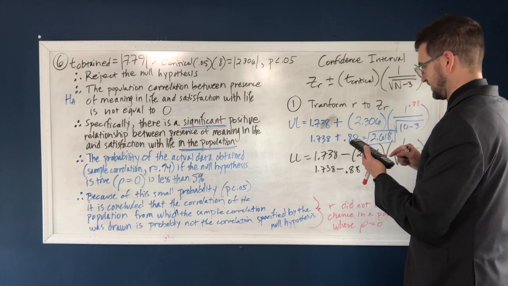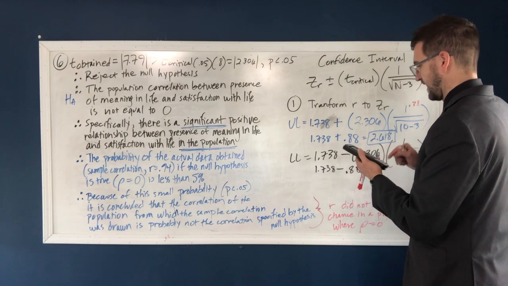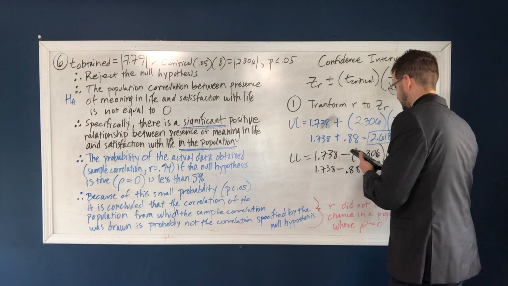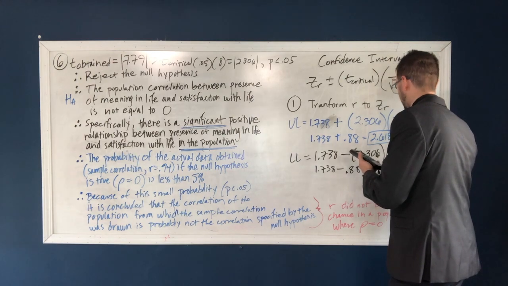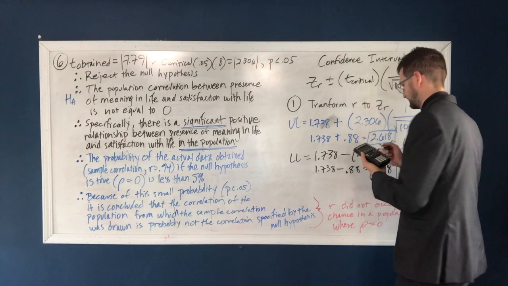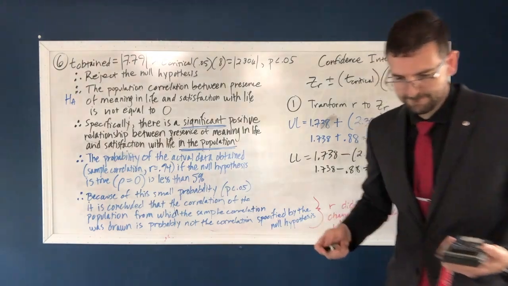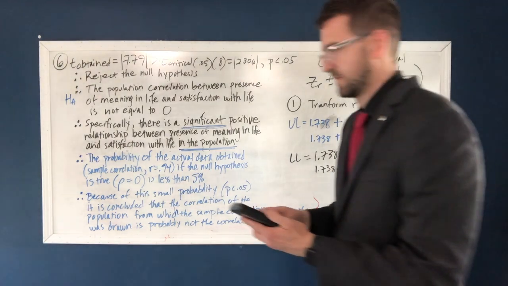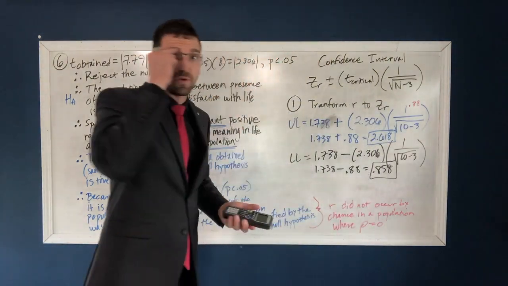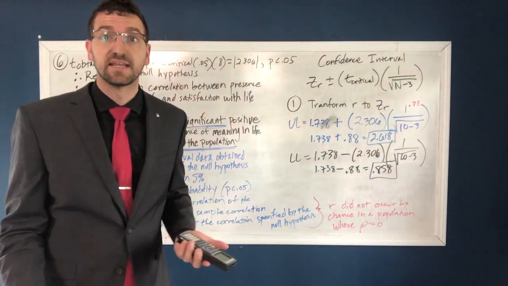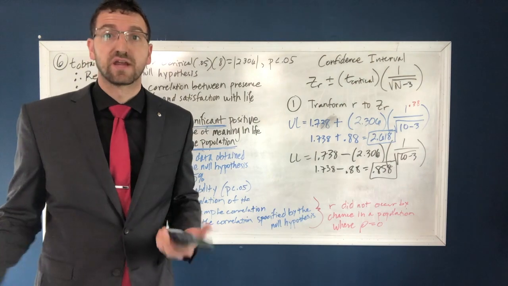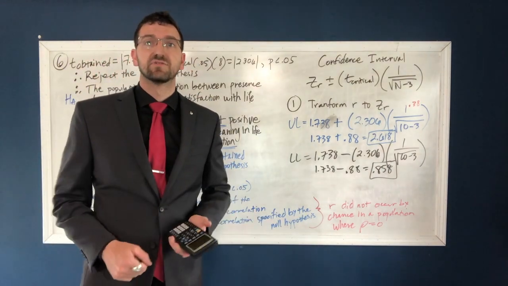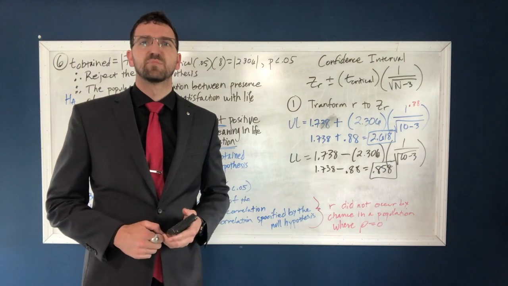0.738 minus 0.88 is going to give us 0.858. Okay, so now at this point we just have to take those ZRs and we have to transform them back to R. So let's go back to the ZR transformation table.